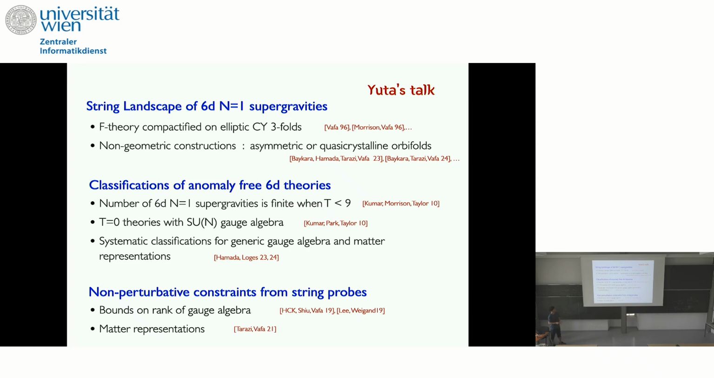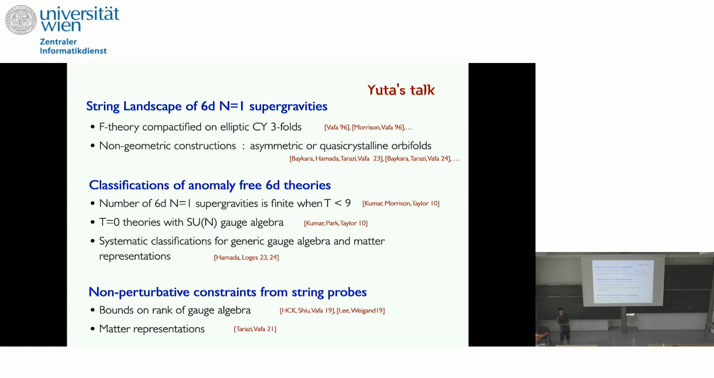We know that not all anomaly-free supergravity theories in 6 dimensions can consistently couple to quantum gravity. We can see it, for example, by using non-perturbative constraints coming from string probes. Using the consistency of the current algebra living on the 2D CFT on strings, we can try to find some bound on the rank of the gauge algebra, which you cannot see from the perturbative perspective. Or you can also find some constraints on the matter representations. However, these non-perturbative constraints are still not enough to fully fill the gap between the 6D quantum gravity landscape and the Swampland, or the space of anomaly-free 6D supergravity theories. So we need more constraints.